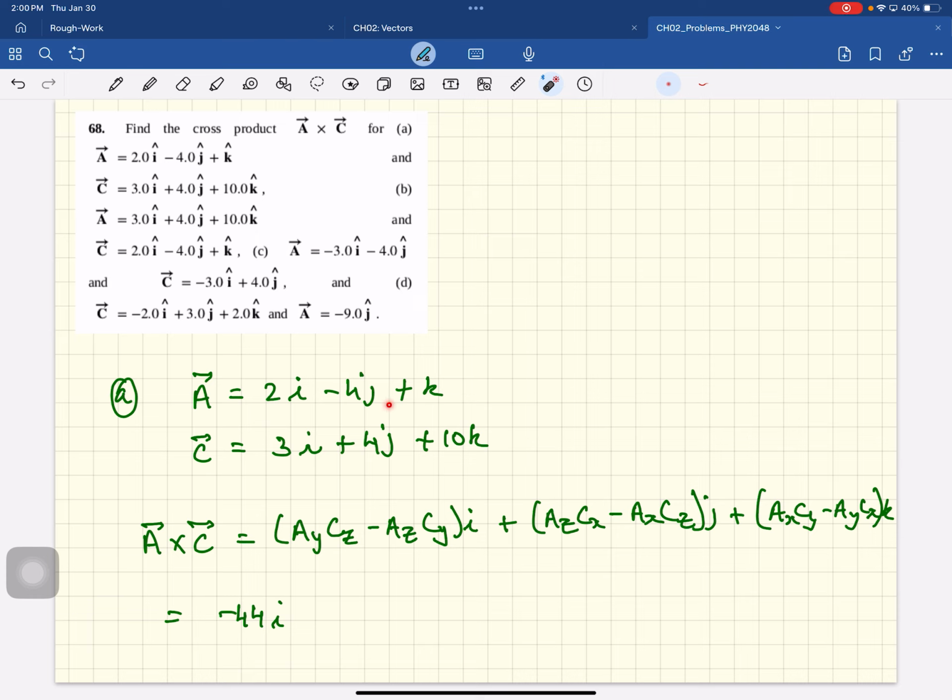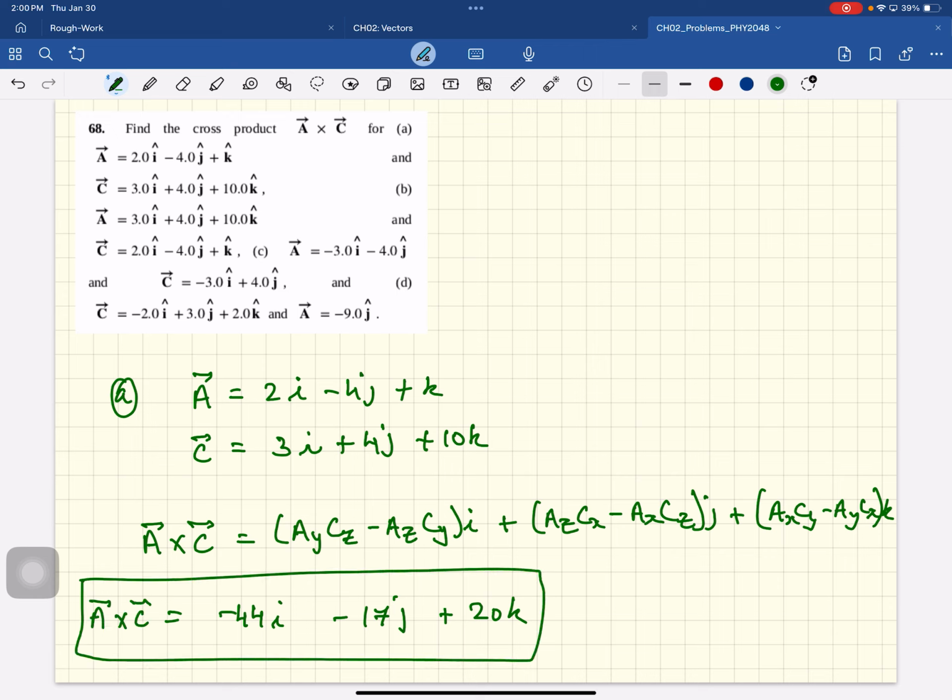AZ CX, 3 minus 20, minus AX CZ, 3 minus 20. So it's minus 17j. And then AX CY, 8 minus, so minus 12. So 8 plus 12, 20. So the cross product is that vector.